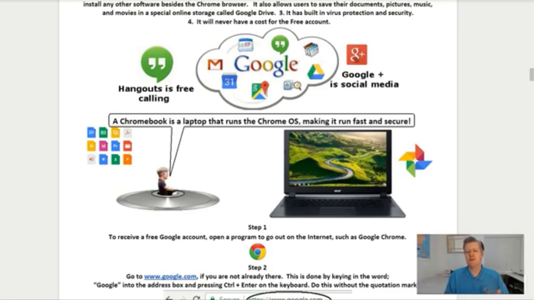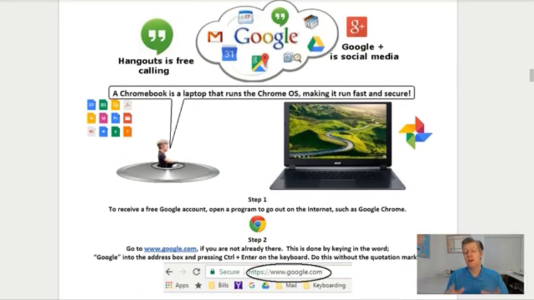You also have free social media. So to connect all of your social media together, like Facebook and other social media, tie that together. You get free email and all these other things, such as calendar, free Google Maps, and everything else is all included there. Here's a special note. A Chromebook is a laptop that runs the Chrome OS, making it run fast and secure.